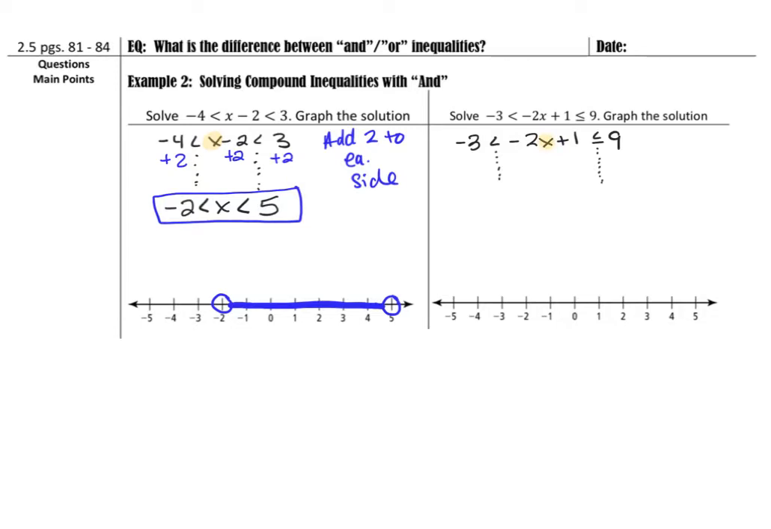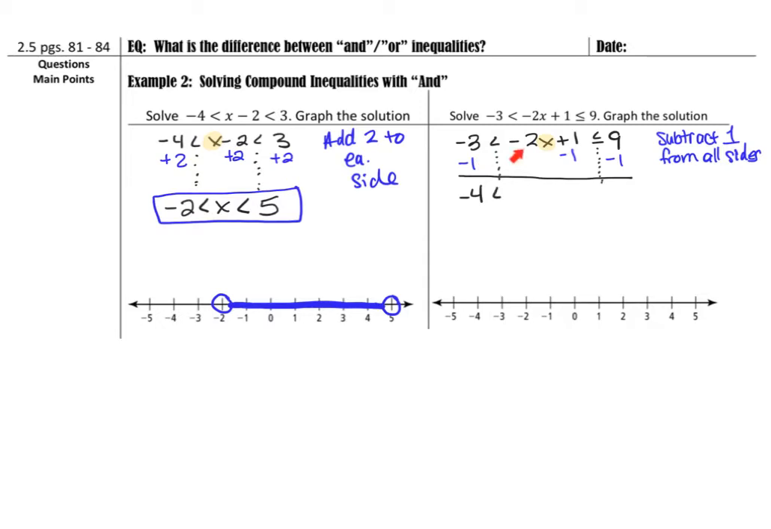The first thing we need to do is subtract 1 from each side of the inequality. So subtract 1 from all sides. So we're going to subtract it from the middle and then on either side of the inequality signs, excuse me. So now we have -3 and -1. That's going to give me -4. Bring down your inequality sign.